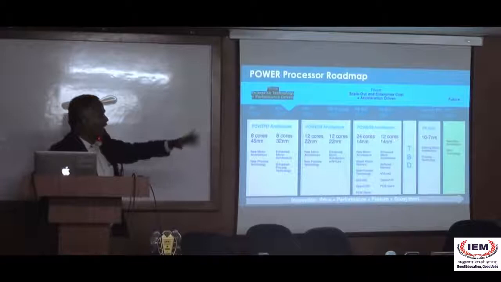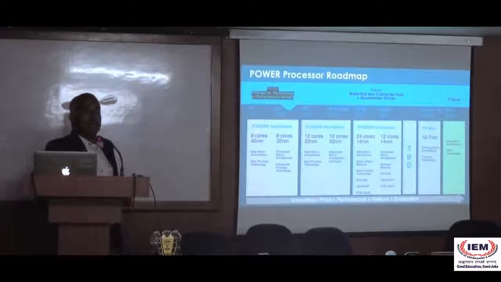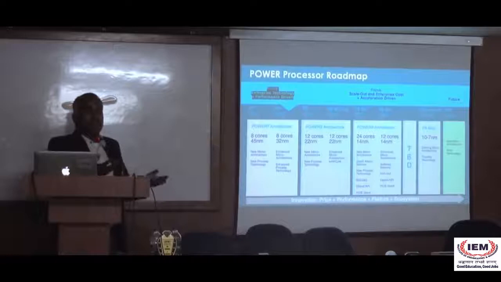Each core is capable of running 8 hardware threads, and that's the beauty of it. In one processor, 12 into 8, so many applications you can run on it. And usually a system comes out with one processor or two processors.